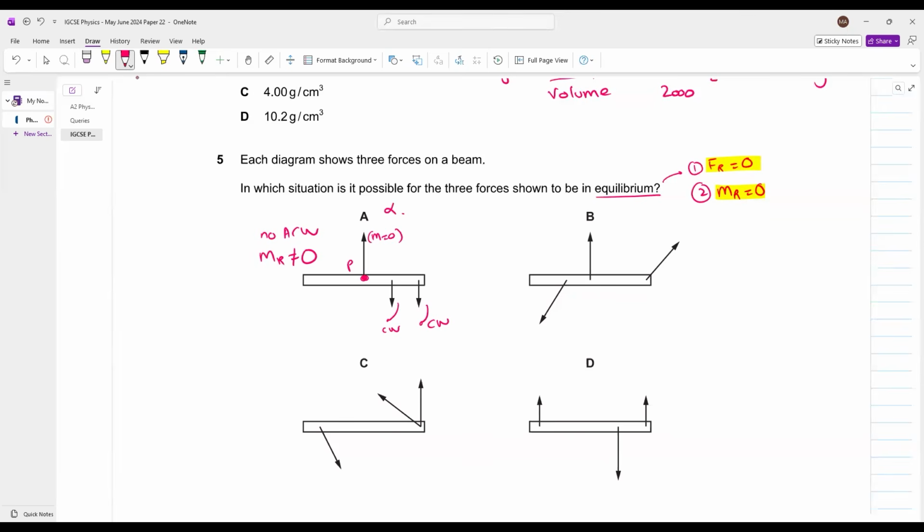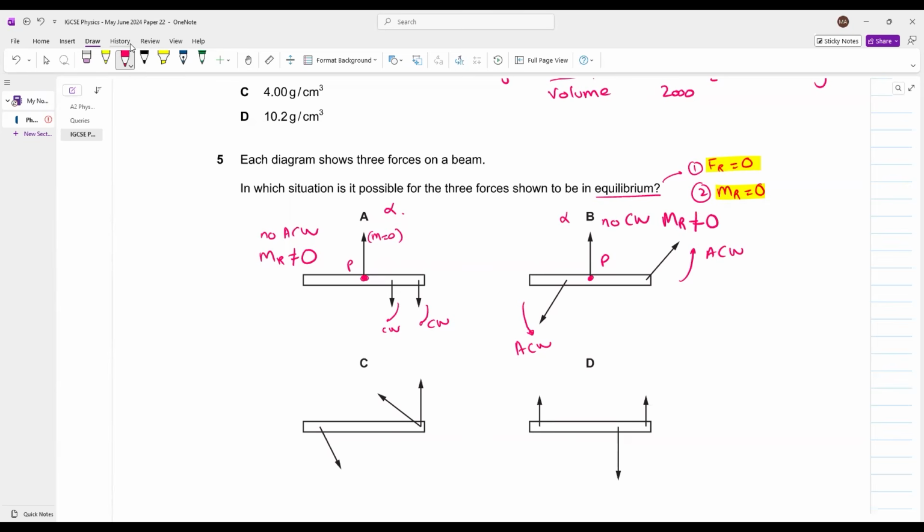Let's try out option B. Let's say this is your pivot. This force will turn the rod in the anti-clockwise direction. This force will also turn the rod in the anti-clockwise direction. There are no clockwise moments. Resultant moment is not equal to 0.